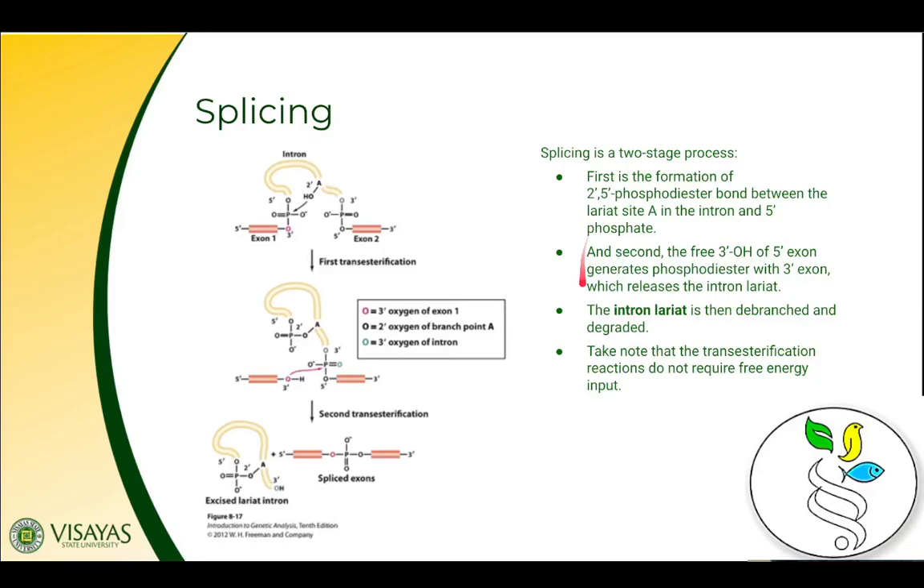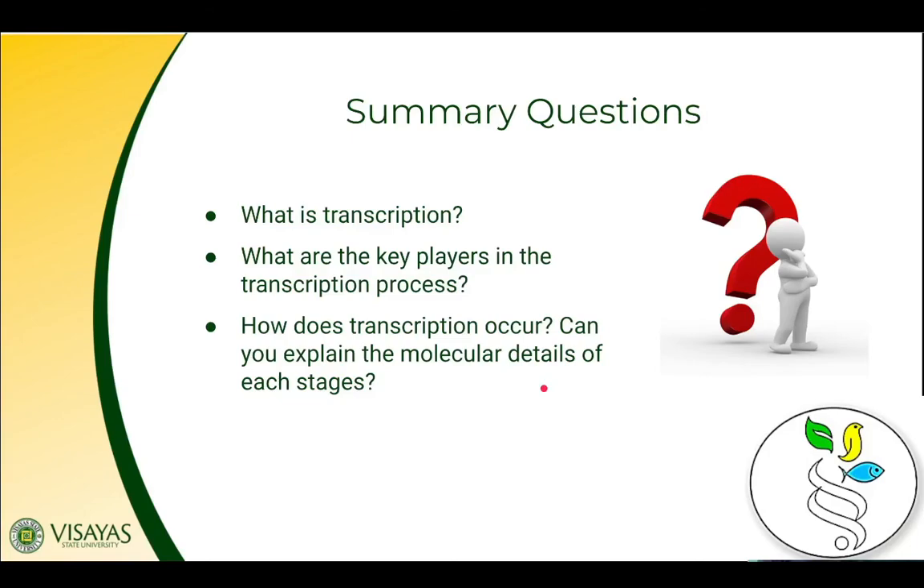Okay, so we have just discussed the molecular details of transcription, the different events of transcription, the different components of transcription, the different processes, and the molecular details of the structure of a gene. So in order for you to review this lesson, you may want to answer these questions. What is transcription? What are the key players in the transcription process? How does transcription occur? Can you explain the molecular details of each stage? I hope you will be able to answer these as you review this lesson.